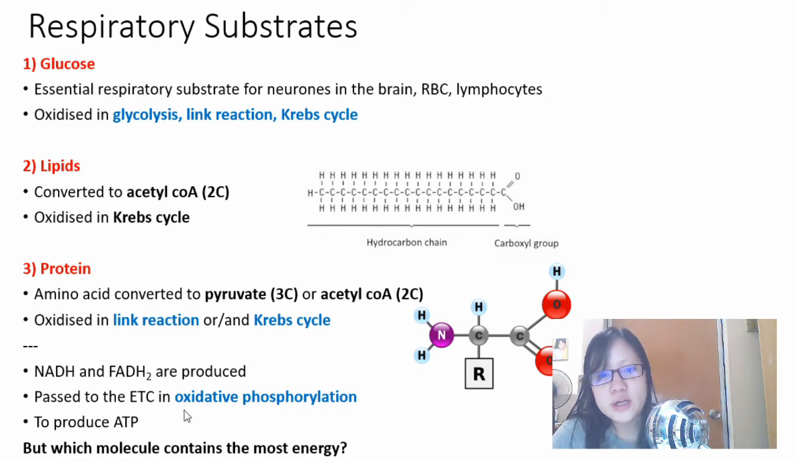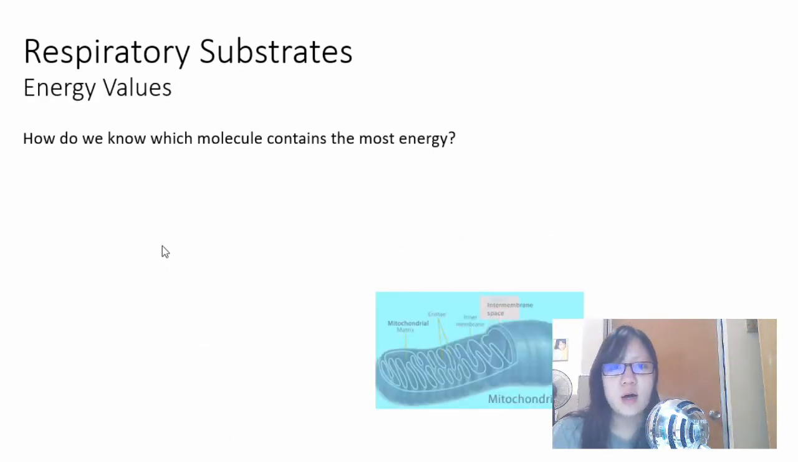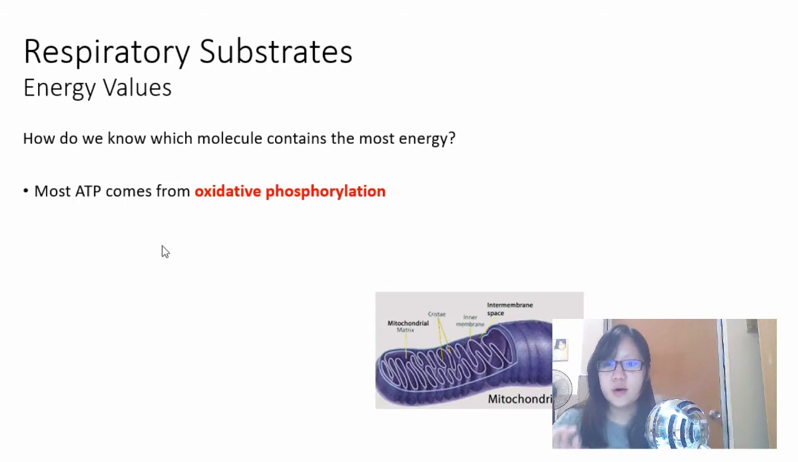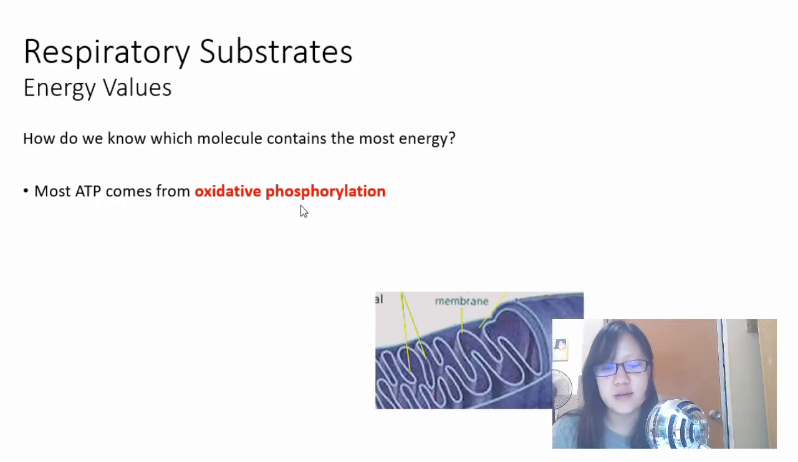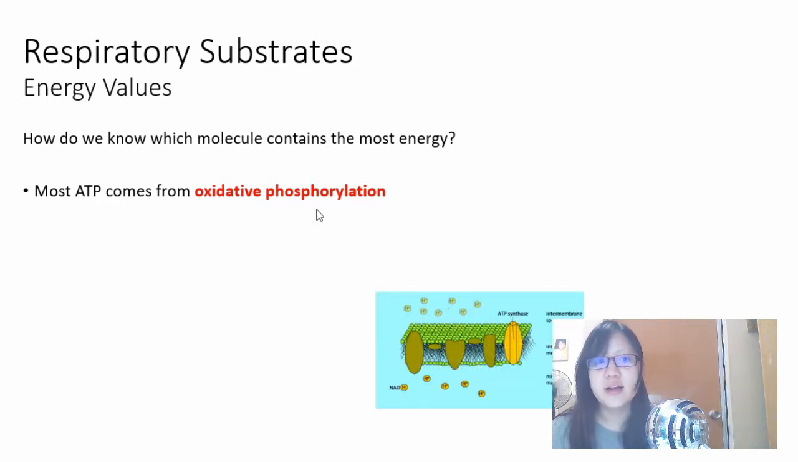But which molecule contains the most energy? So we know that there are 3 respiratory substrates. Which one, if I fully oxidize it, will give me the most energy? So let's work backwards here. Where does most ATP come from? Most ATP comes from oxidative phosphorylation, right? And what happens during oxidative phosphorylation?